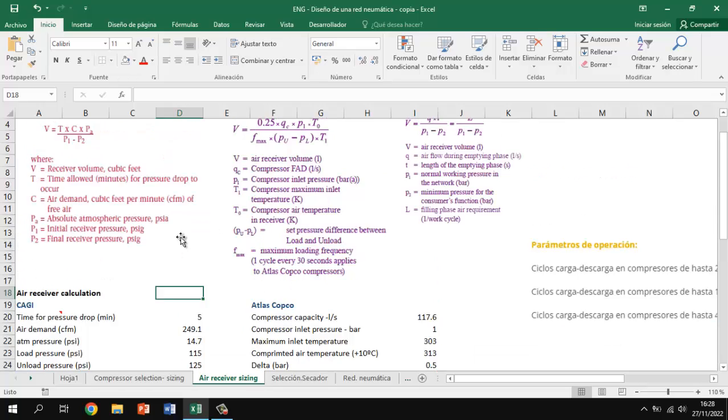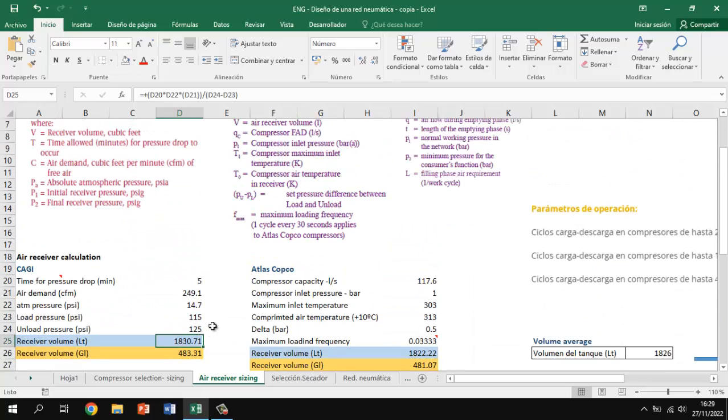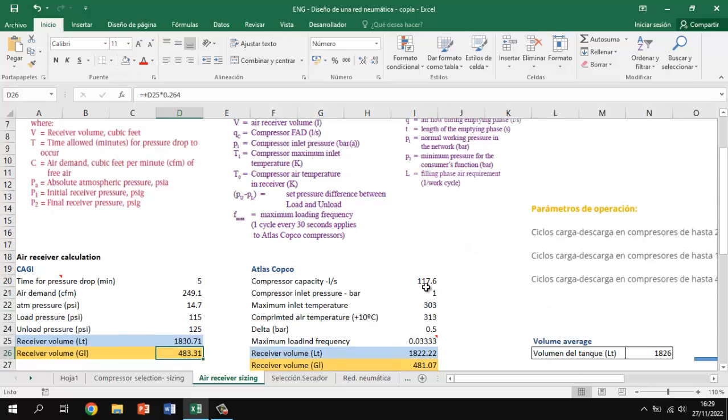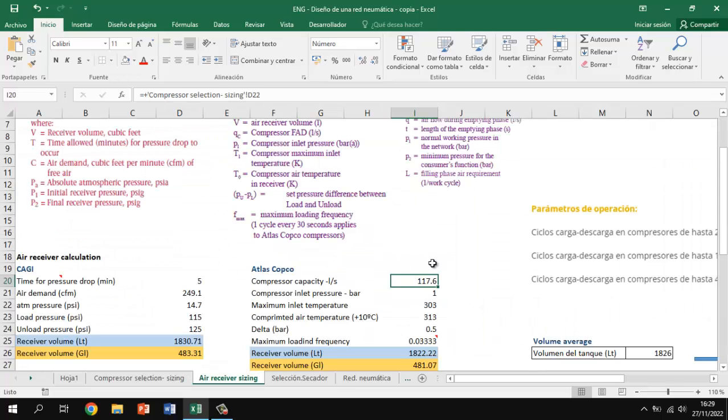So it's the same equation like here. I just put it, and in this case, 1830.71 liters. If you want to transform to gallons, well, you have it. In this case, it's the same for Atlas Copco. So I put the compressor capacity in liters.